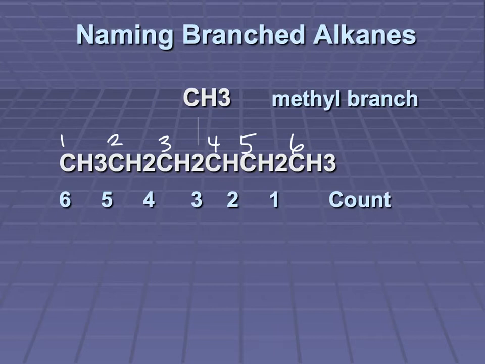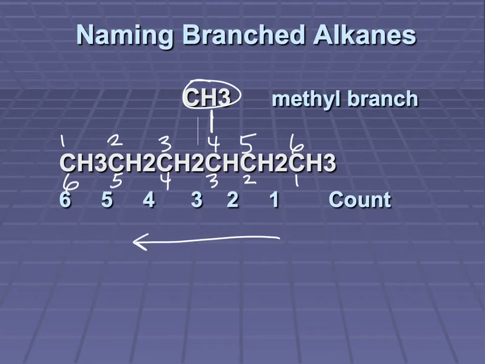So this branch is really coming off of right here, like that. Or it can be 1, 2, 3, 4, 5, 6. So you want to look at all the possibilities for counting the carbon chain. If we count in this direction, the branch is coming off of number 4. But if we count in this direction, the branch is coming off of number 3. So that's why it is correct to count the carbon chain in that direction.